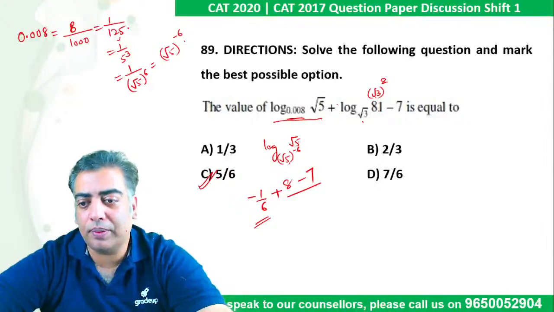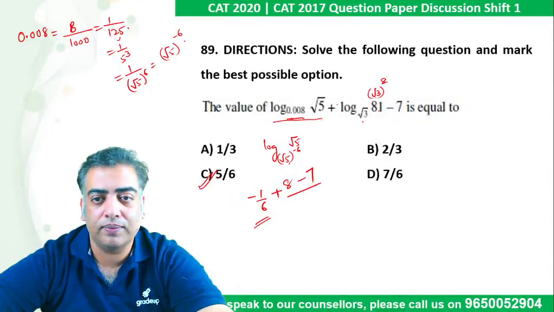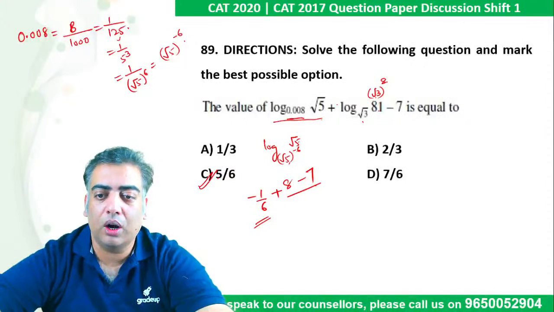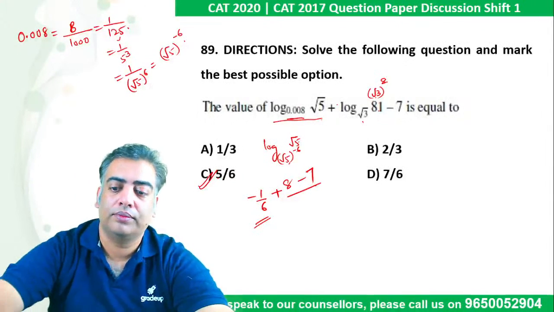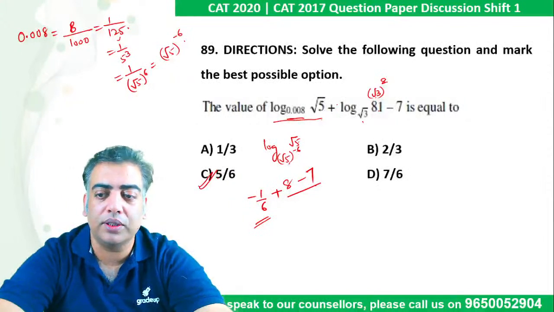Guys, please keep in mind all these are actual CAT questions, CAT 2017, and you can see how easy the questions are. So with very basic and minimal knowledge, we can always solve 10-12 questions in the actual CAT paper.